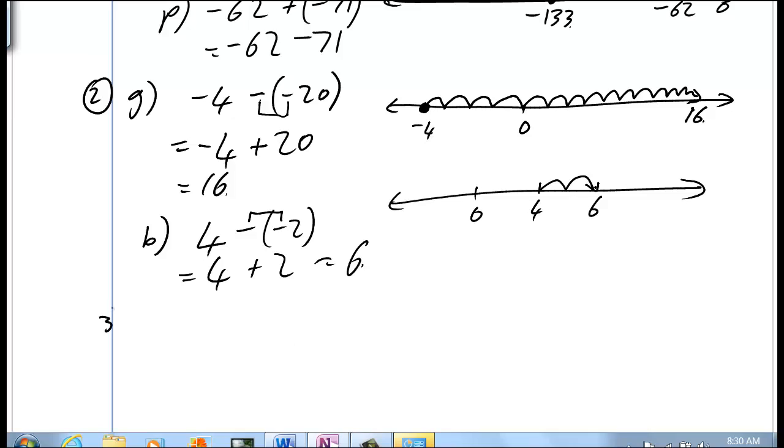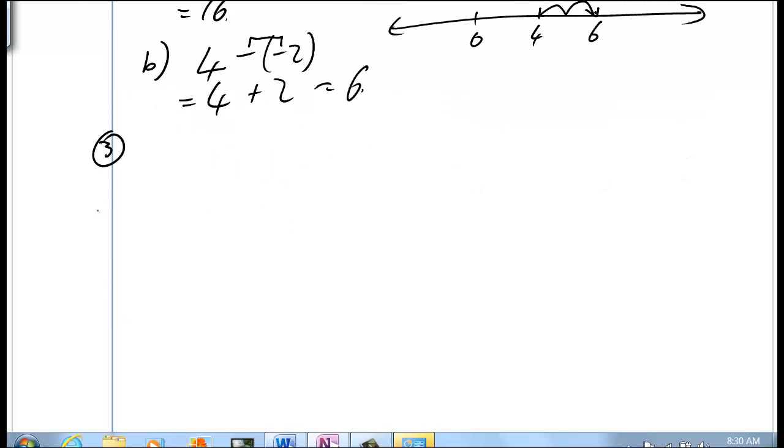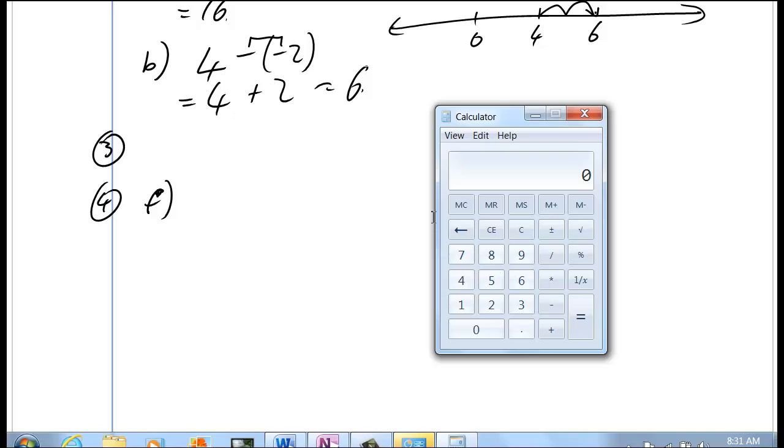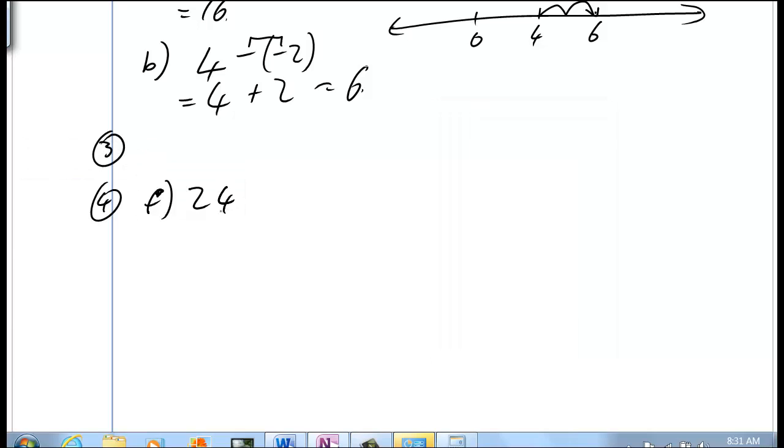Now, number 3 is just multiple choice, so you can have a go at the number 3, the multiple choice. And quickly, before I leave you to do the rest of the exercise, number 4, you can use a calculator for that. So, if you wanted to work out F for number 4, you just grab a calculator. Let's see if we can find a calculator here. Alright, look at F. I'll write it down so you can actually see what it is. It's 24 plus negative 12 plus negative 6.